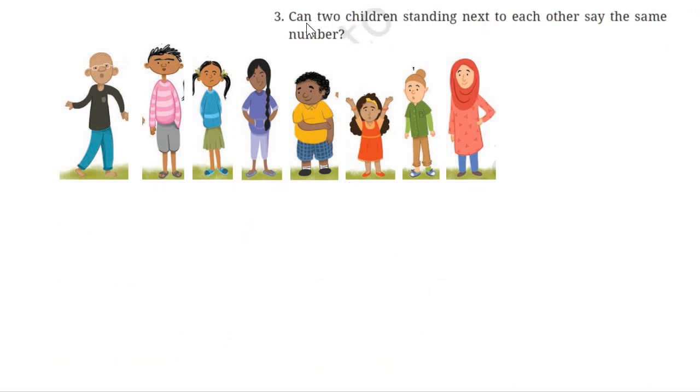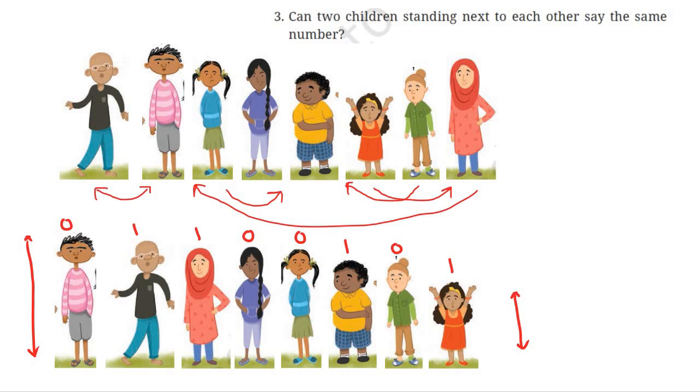Okay, the next question is, can two children standing next to each other say the same number? Now this we have just done when we have ordered them starting from the highest to the shortest, the tallest fellow to the shortest fellow. See, here you can see two fellows saying the same number. They are saying the same number 1 again, and these two girls, they are also saying the same number 1.